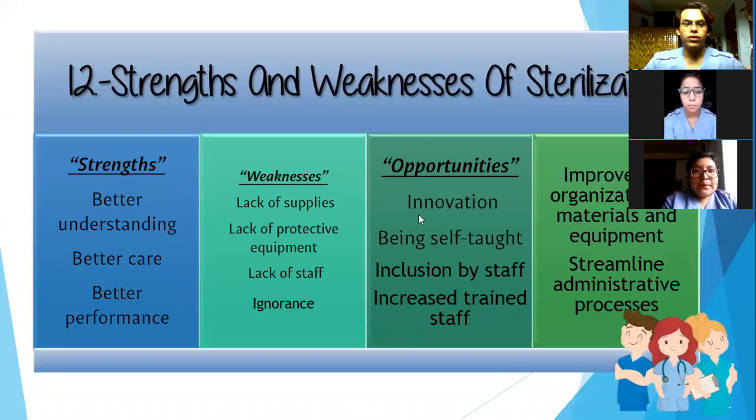12. Strategies, weaknesses for sterilization. Strengths: better understanding, better care, better performance. Weaknesses: lack of supplies, lack of protective equipment, lack of staff, and ignorance. Opportunities: innovation, being self-taught, inclusion by staff, increasing staff, improvement of the organization of material and equipment, streamline administrative process.